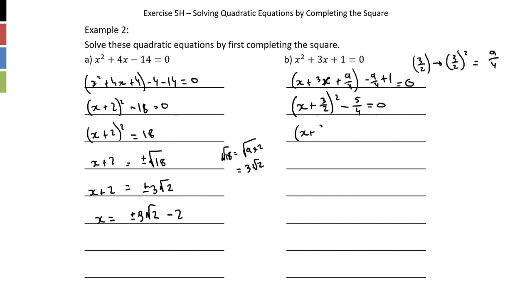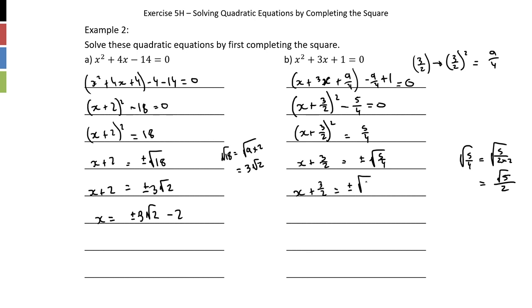We get (x + 3/2)² = 5/4. We get x + 3/2 is equal to plus or minus the square root of 5/4, which, okay, the square root of 5/4 is equal to the square root of 5 on the square root of 4, so it's equal to the square root of 5 on regular 2, equals plus or minus square root of 5 on 2.